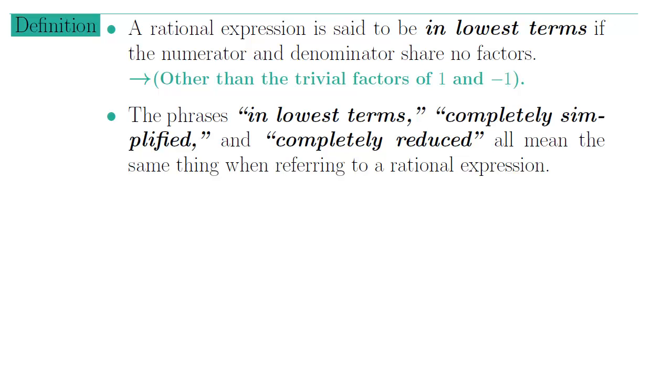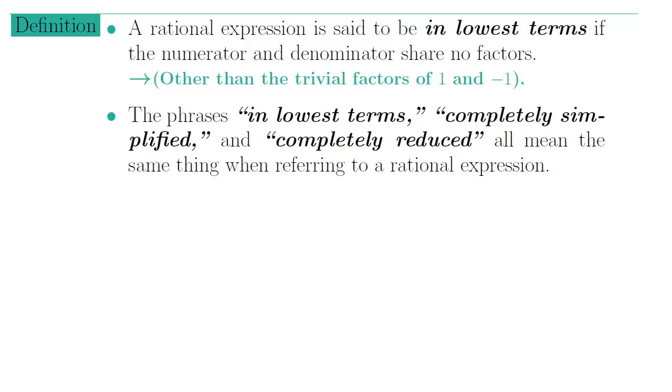Let's recap what's been stated thus far. We're talking about simplifying rational expressions. That is, we're trying to put our rational expressions in lowest terms. Now, a rational expression is said to be in lowest terms when the numerator and the denominator share no common factors, other than, of course, the factors of 1 and negative 1.